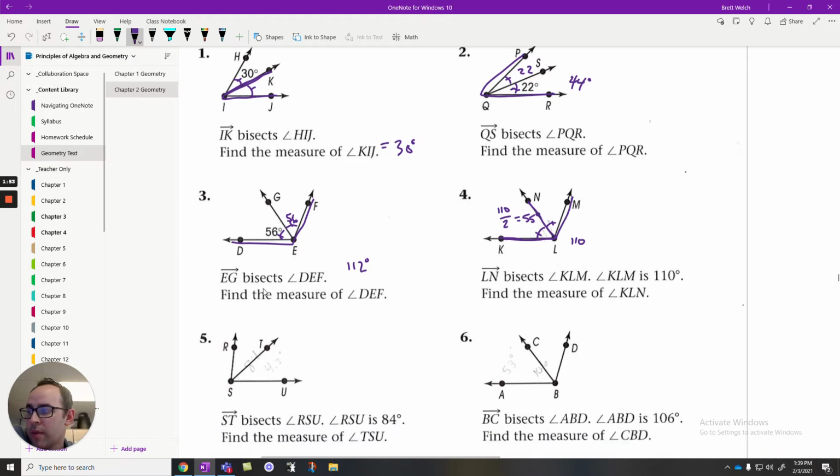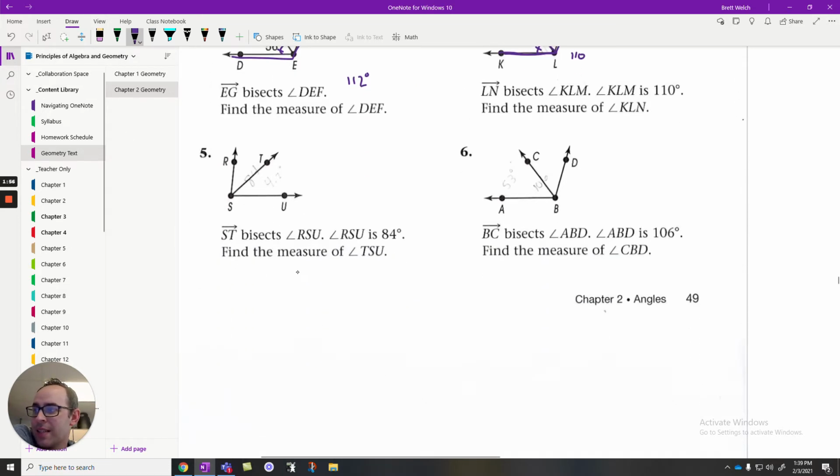Let's keep rolling. Number 5, ST bisects RSU, and RSU, the whole angle, is 84. So if I cut that in half, so that I get these two matching pieces, I'm going to have to divide that by 2 and get 42 degrees. This last one here in 2.8, similar idea: big angle ABD is 106 degrees, but I want just 1/2 of it, because I want CBD, which is over here. That divided by 2 would give me 53 degrees.